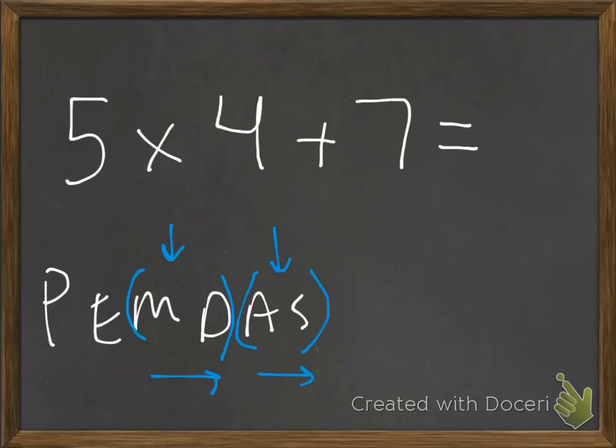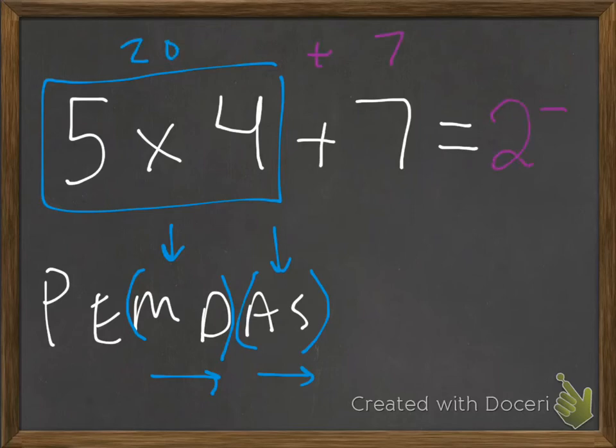So let's look at this right here. We have 5 times 4 plus 7. What you're going to do is take this 5 times 4 first, because remember, multiplication comes before addition. Well, 5 times 4 is 20. Plus this 7 here, 20 plus 7 is 27. Okay.